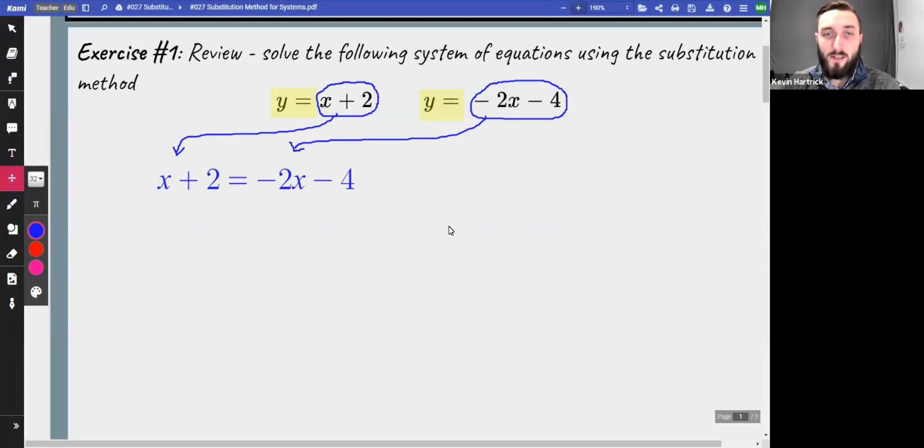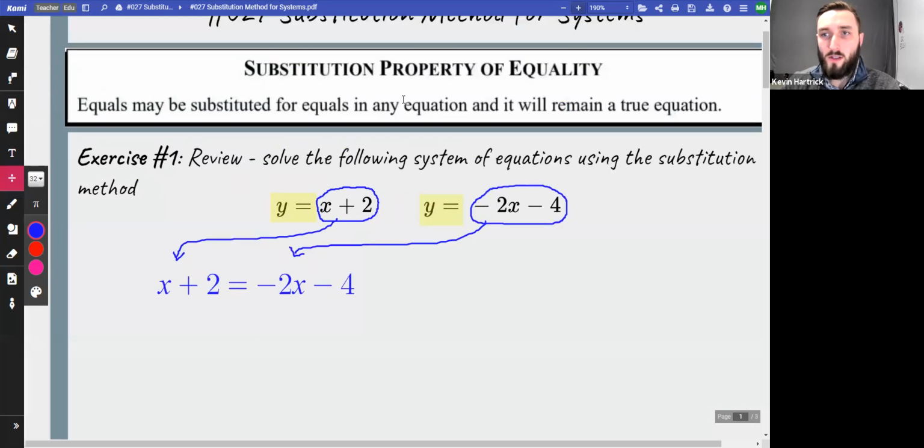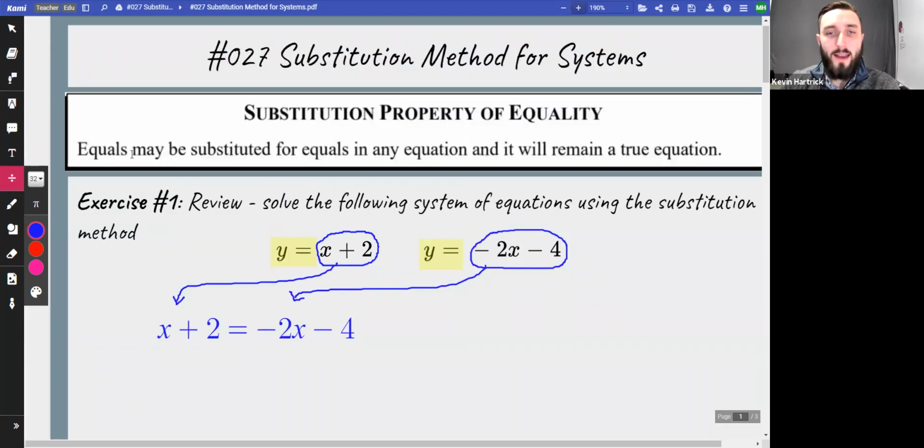All right, you guys got a chance to try this on your own. We're going to do it together here. So remember, when we have a system of equations and both equations start with y equals, we notice that if they're both equal to y, then we remind ourselves the substitution property of equality. Equals may be substituted for equals in any equation and will remain a true equation.